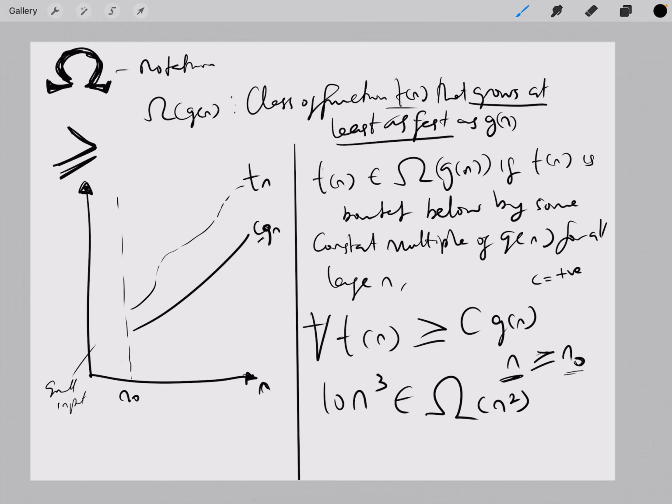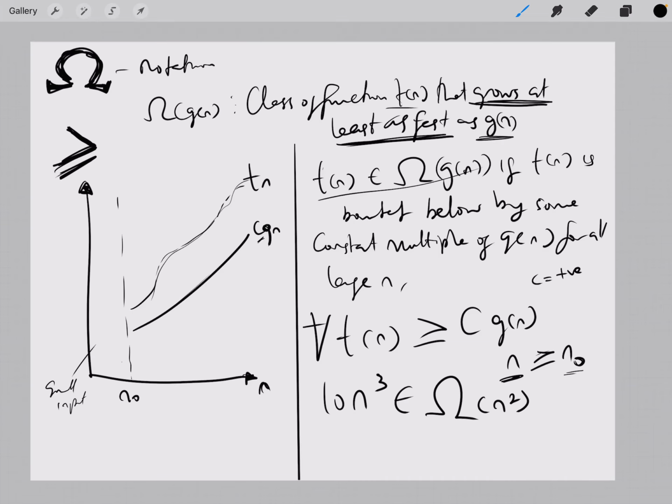And what is the condition for fitting? Grows at least as fast as G of n. So this one is dealing with greater than or equal to. If the function grows faster than G of n, that's fine. If it is growing at the same rate as G of n, that's also fine. And if you look at the graph, you see that T of n is skyrocketing way beyond G of n. So how do you explain this in mathematical terms?